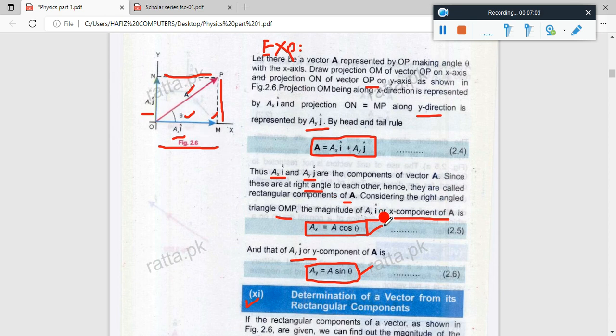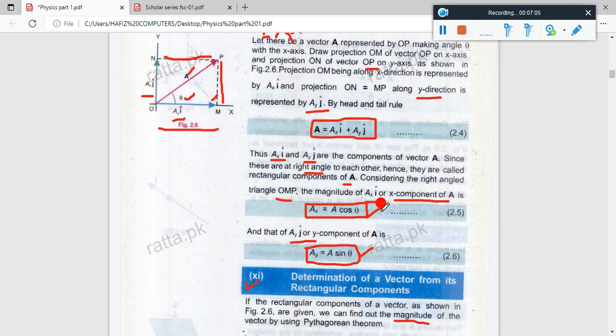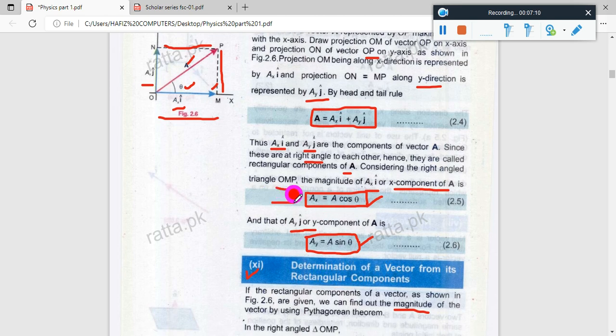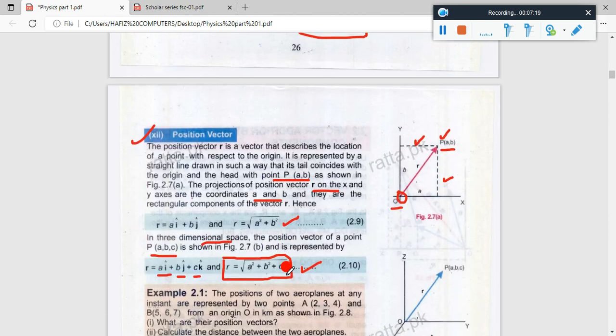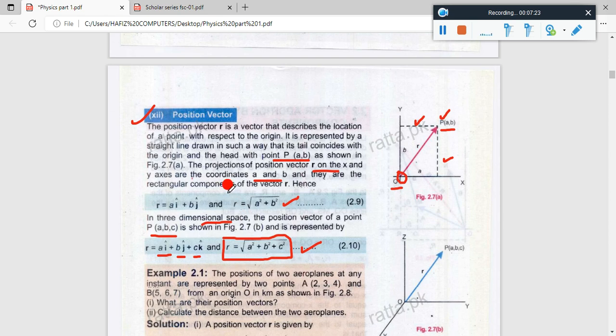Resolve this vector into its two mutually perpendicular components: the x-axis component Ax equal to A cos theta, and the y-axis component Ay equal to A sin theta. Next we saw the last topic, the position vector, and how to determine the magnitude of the position vector in 2D, and its location and magnitude in 3D also.